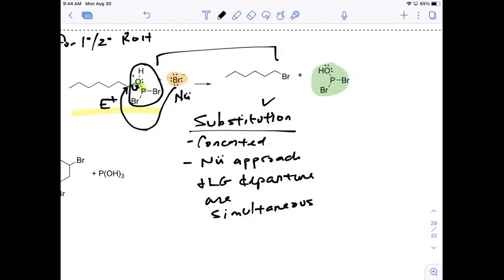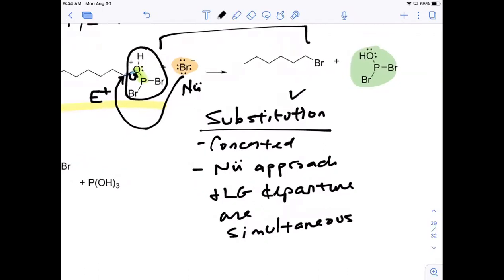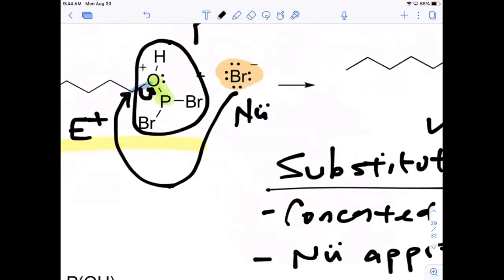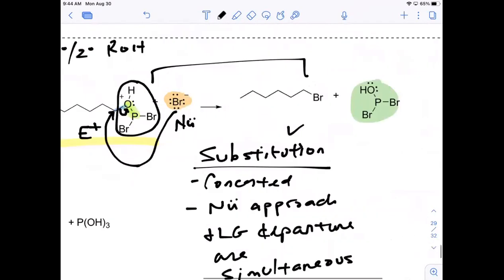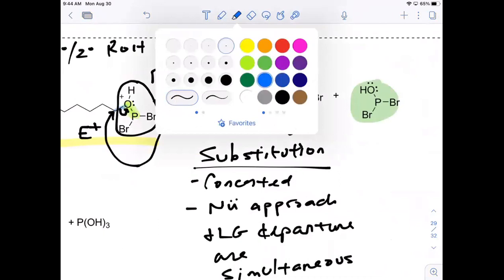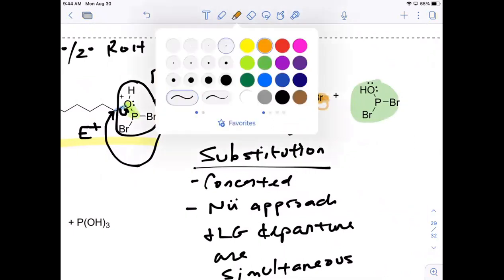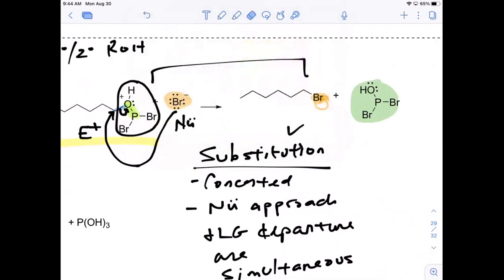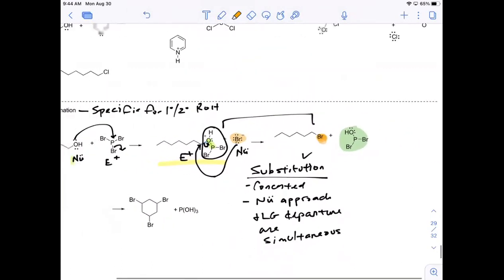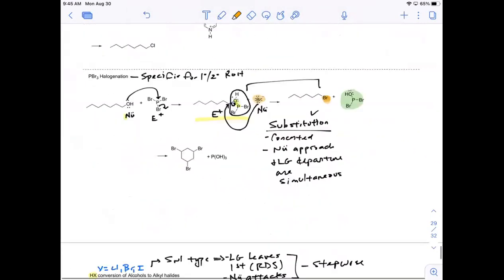Yeah, that makes sense. Okay, so once I attack the carbon-oxygen single bond, I have my product, and you can see that bromine has now replaced oxygen in a substitution. I made that thinner. All right, this is again specific for primary and secondary alcohols.